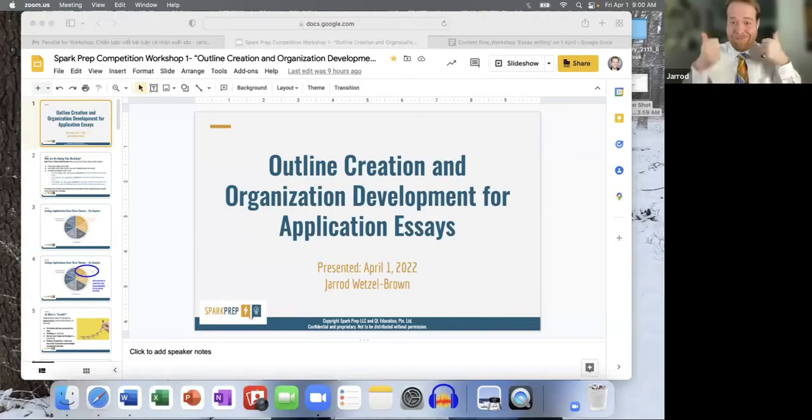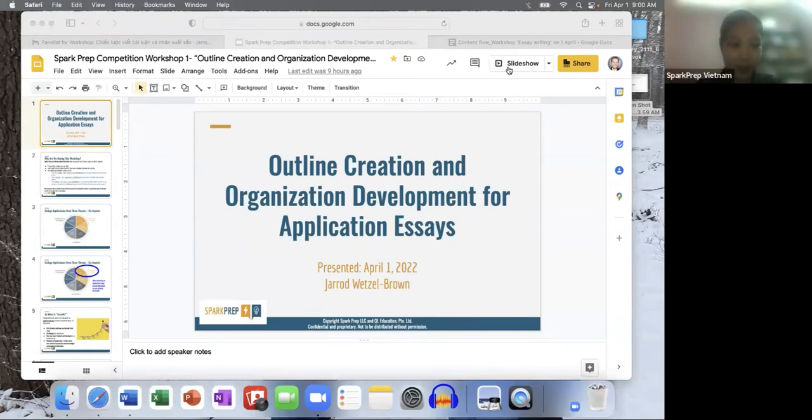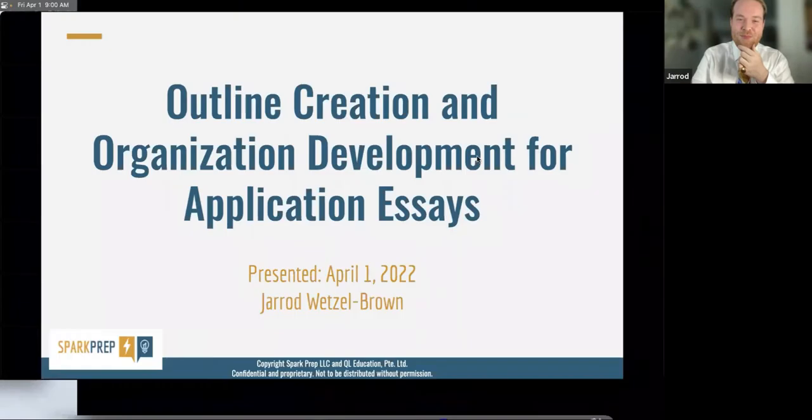Including outlines. So I'm going to share my screen. Can we see my screen? Everything looks good? Yes. Perfect. Great. Well, I am going to go into the slideshow then.